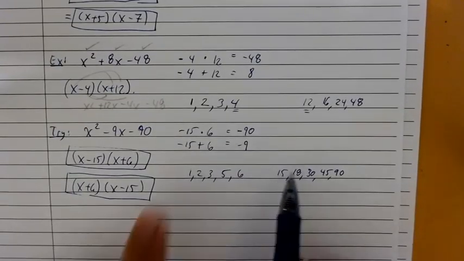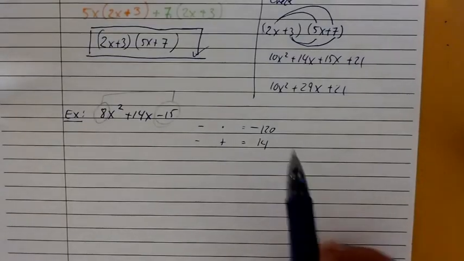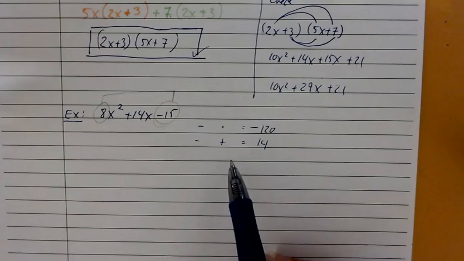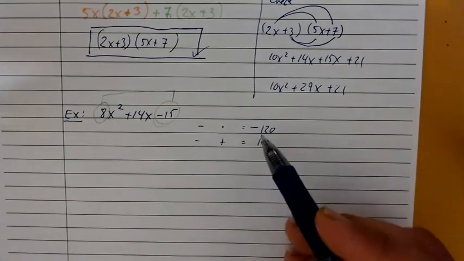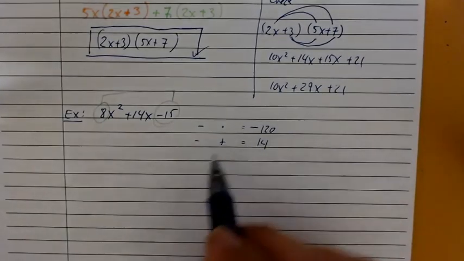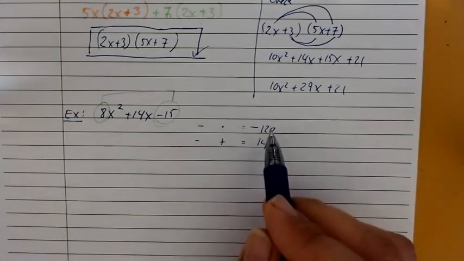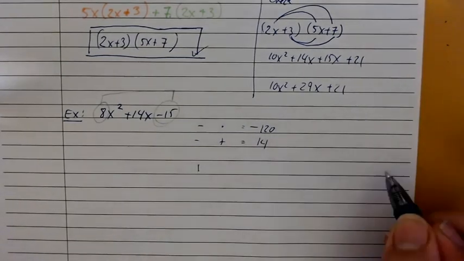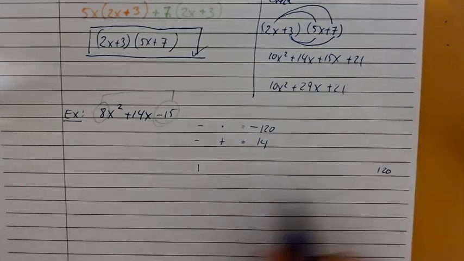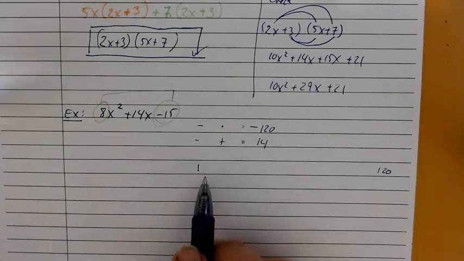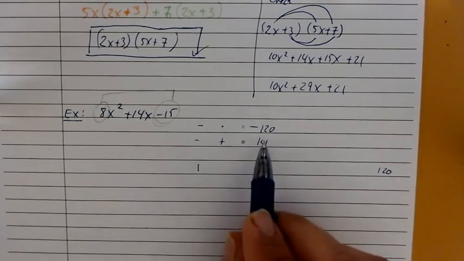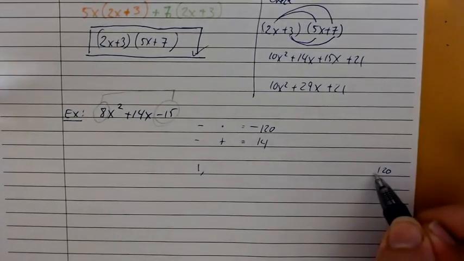You can write out, starting from the end, 1 times 120, does that work? No. How about 2 times 60, does that work? No. And you keep going until you find the right result. So let's give that a try. Two numbers that multiply to give me 120. I already got the negative taken care of, so let's just use the numbers. 1 times 120. If I take negative 1 plus 120, that's 119. If I flip them, that's negative 119. Either way, that's not 14, so that doesn't work.